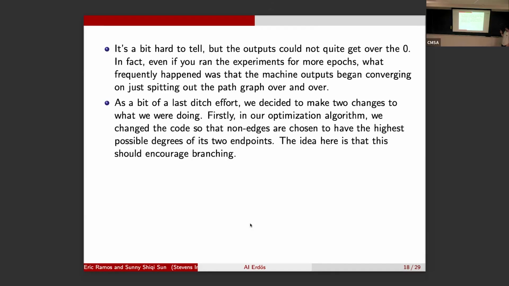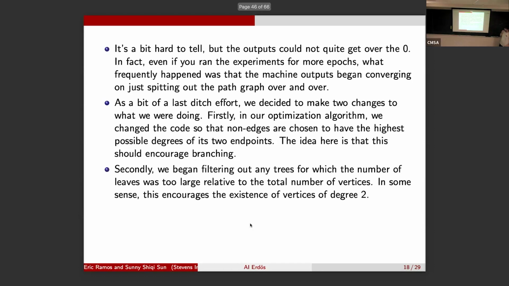Firstly, in our optimization algorithm, we changed the code so that non-edges were chosen to have the highest possible degrees of its 2 endpoints. Remember, originally I was adding a non-edge randomly, but then we made the conscious decision to look at all the non-edges, sort them by the degrees of their 2 endpoints, and add the one that had the biggest degrees. The reason for this is that I figured it would encourage branching in the trees being created. Because everything was converging on paths, to break that, we want to encourage branching.